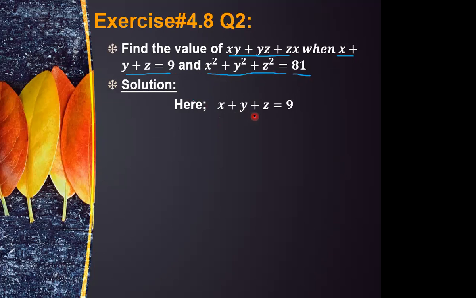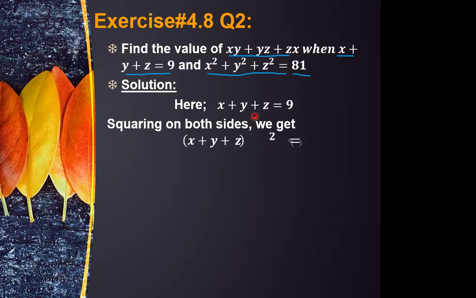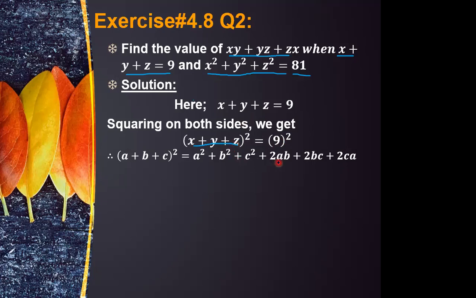Now what you will do, simply you will take the square on both sides again. So you will write here squaring on both sides. In this way, x plus y plus z whole square is equal to 9 whole square, right? Now, next you will apply the formula. Which formula? The formula is a plus b plus c whole square is equal to a square plus b square plus c square plus 2ab plus 2bc plus 2ca.